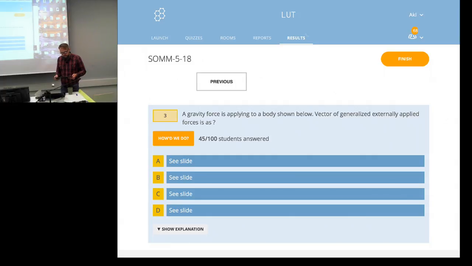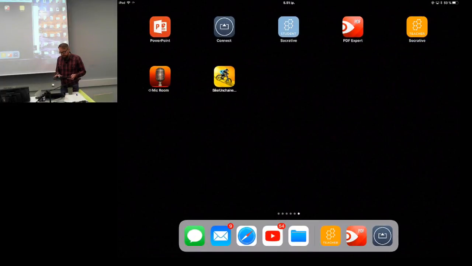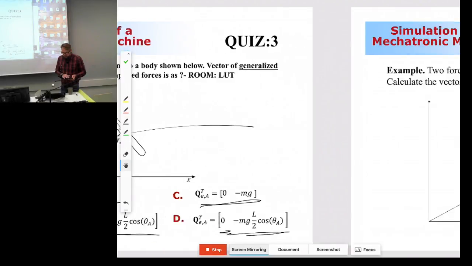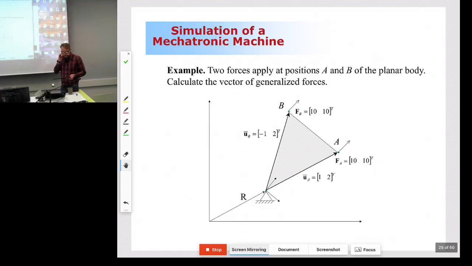Okay, it seems that we need a little bit of thinking. So I'm going to explain my next example, and then after that example, I will check how the scoring went.